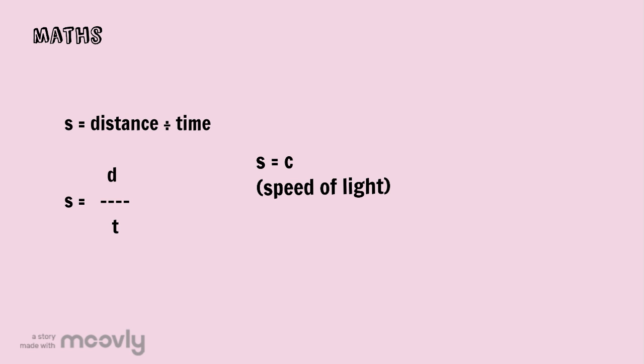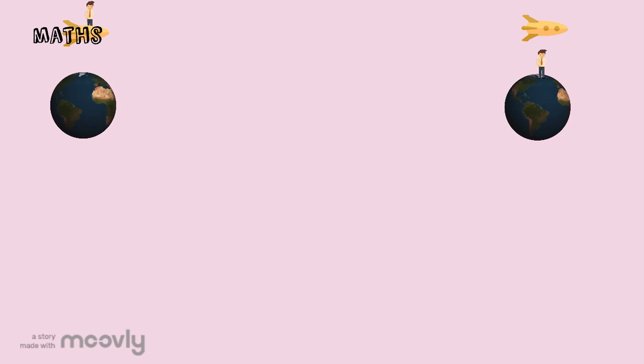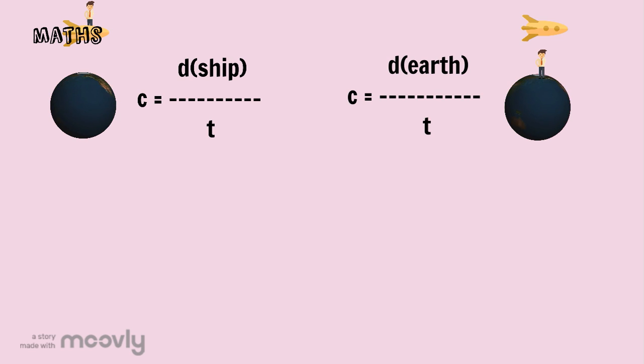We can look at the maths to help us. Our speed is our distance divided by our time, also written as d over t. Our speed is c, and always the same. So we now have the equation c equals d over t. We saw in the experiments that the time the light travelled was longer when we were on Earth. We'll write our 2 equations next to each other, viewed on the ship and viewed on Earth.